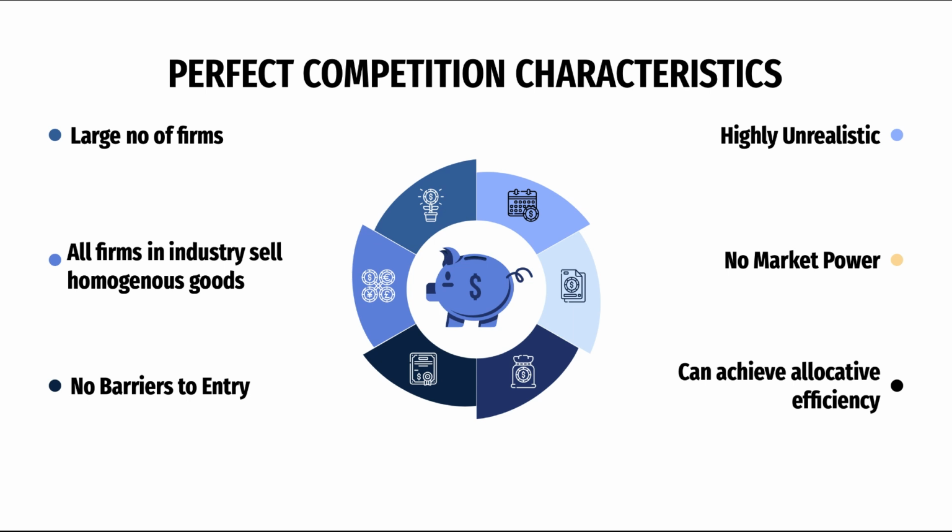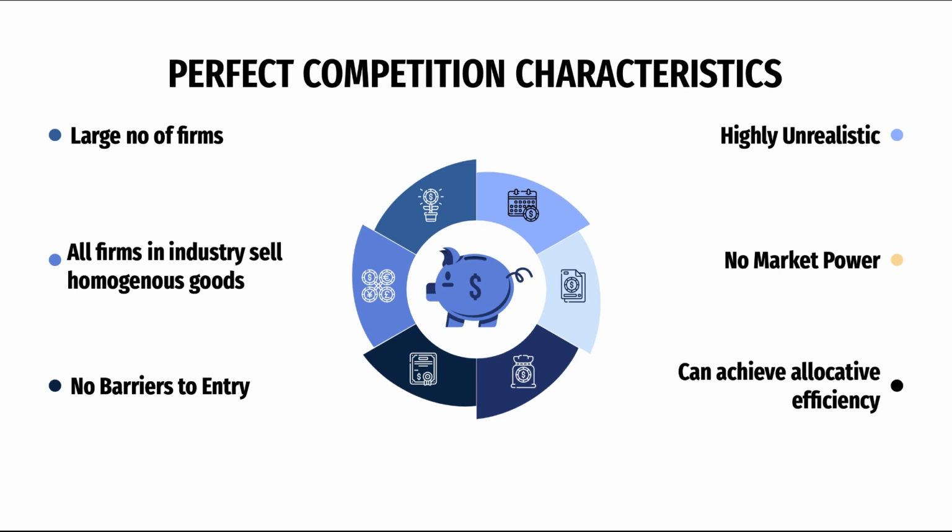Next, this market structure is highly unrealistic, and there's very few examples in the real world that come close to this. In fact, it's very difficult to find any markets in the real world that meet these characteristics I represented. An example of one that does come close is agricultural commodities like wheat, rice, corn, and other commodities like gold or silver.